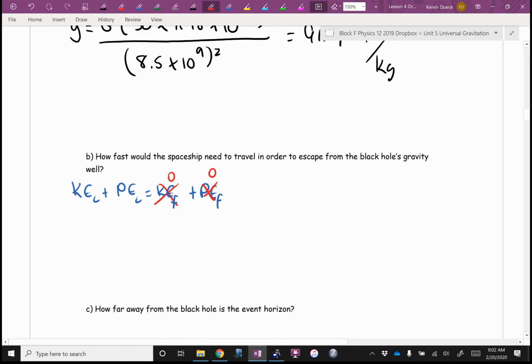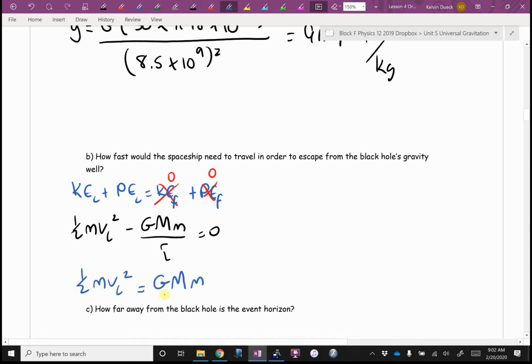In fact, we're going to get this, I think, a half m v initial squared minus big G big M little m over R initial equals 0. We're going to get a half m v initial squared equals positive big G big M little m over R initial. Since there's only one R, I've dropped the initial and just started writing R. Little m cancels. Yay!